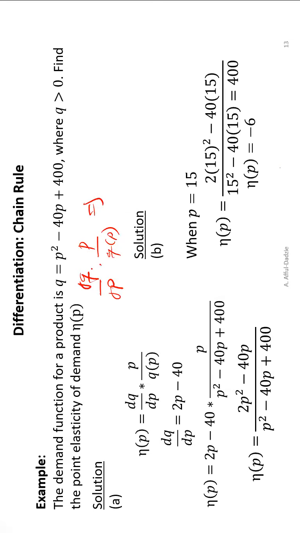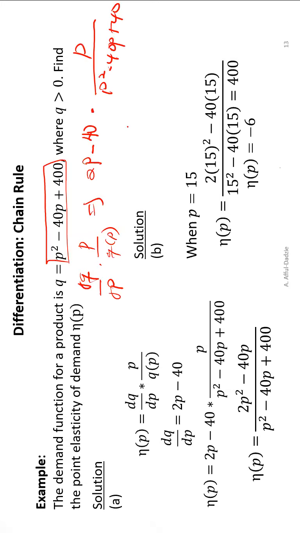So what is dQ/dP? You take the derivative of this expression. The 400 goes away, so it is 2P minus 40. We multiply it by P over Q. We don't know what P is, but we've been given Q, and Q is P squared minus 40P plus 400. So this is expressed as 2P squared minus 40P all over P squared minus 40P plus 400.